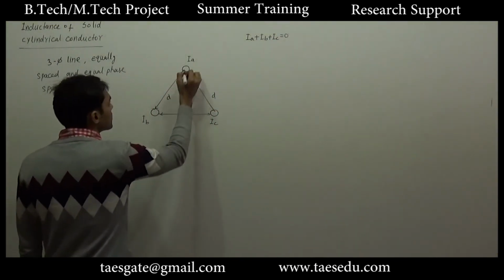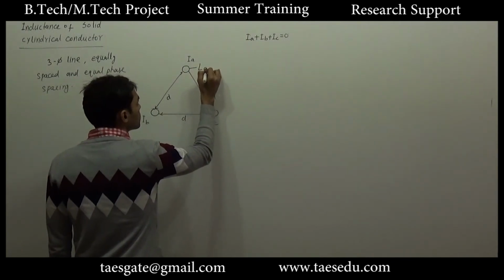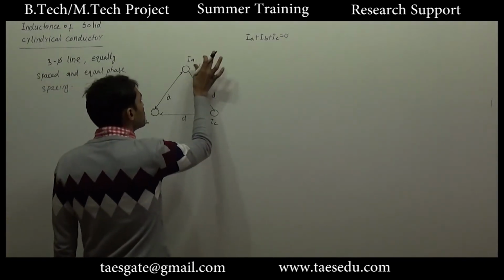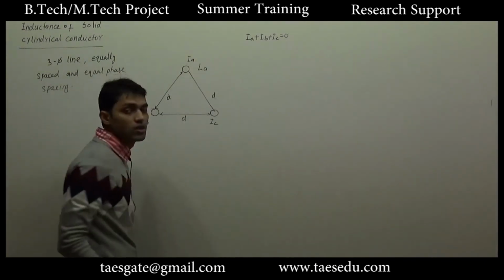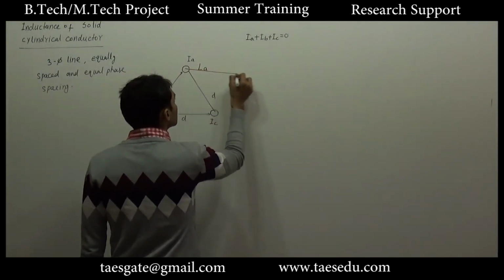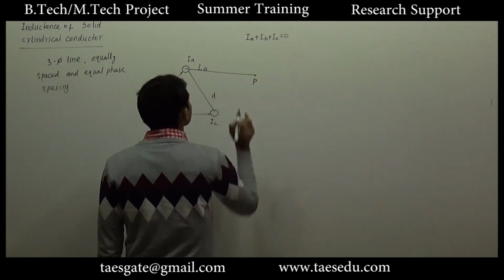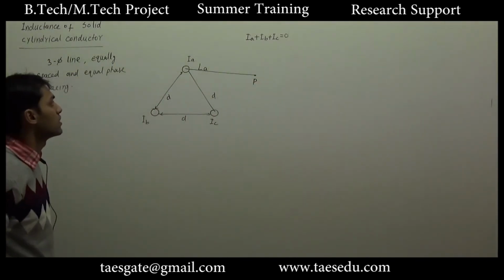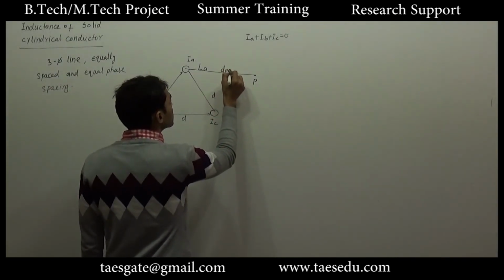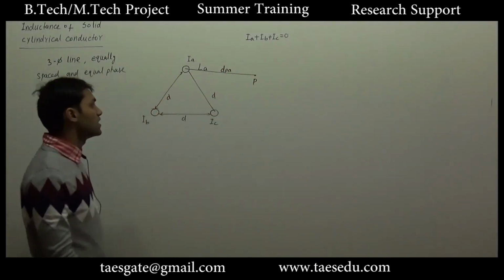And let's say we are interested in finding out the total inductance of wire A. So again we will consider a point P, because we don't have a formula for finding out total inductance. Let's say here is the point P. The distance between point P and conductor A, I will assume it is dPA. Similarly dPB and dPC.